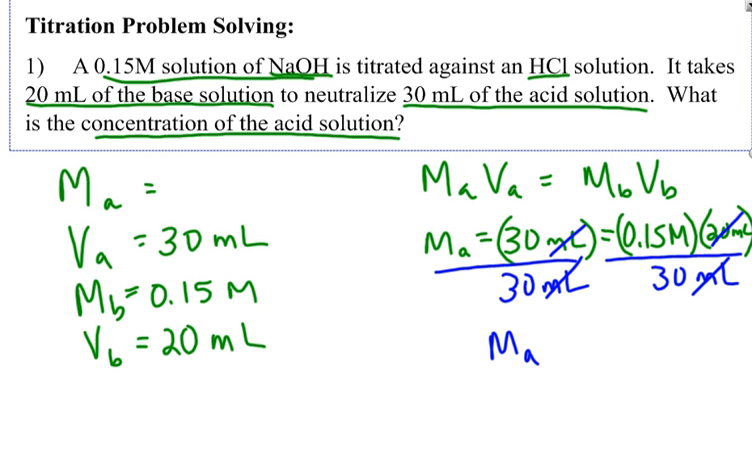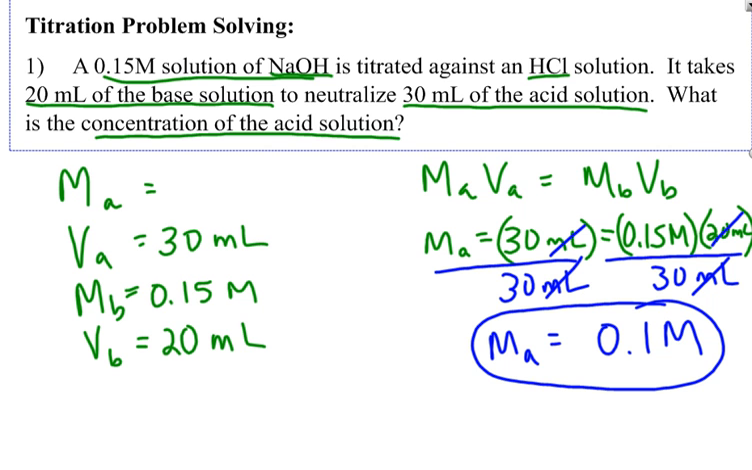So the molarity of the acid will come out properly because your units cancel, and 0.15 times 20 divided by 30 comes out to 0.1 molar. All right, we're going to limit that to 1 sig fig because our volumes had only 1 sig fig.